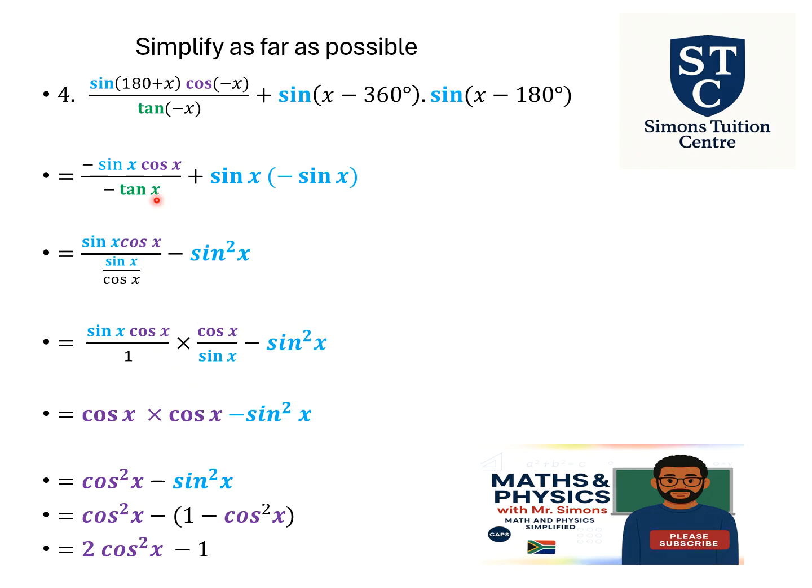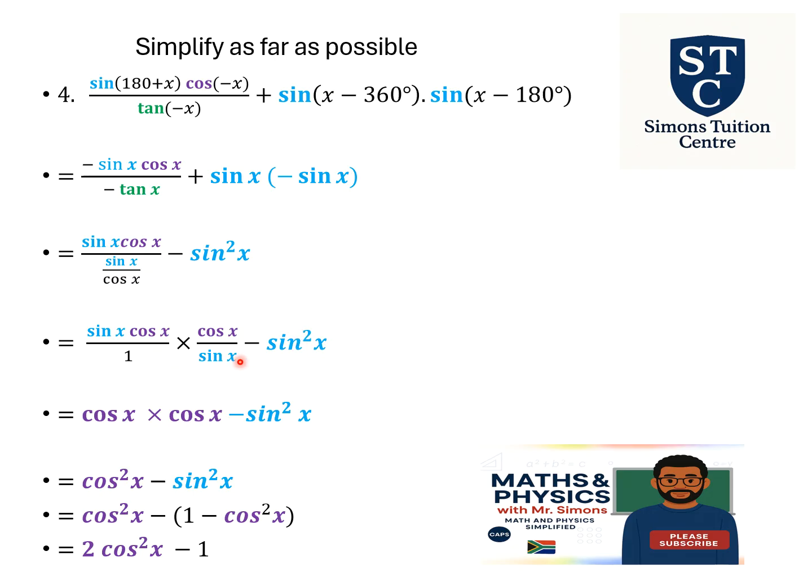From here, negative divided by negative gives me a positive, so I got rid of the negative. Sine x times cos x, and tan x I'm going to write as sine x over cos x. Positive times negative gives me negative. Sine x times sine x gives me sine squared x. Division I'm going to change to multiplication. If I change that to multiplication, I have to invert the bottom fraction, so that becomes cos x over sine x. So I have sine x cos x over 1 times cos x over sine x minus sine squared x.